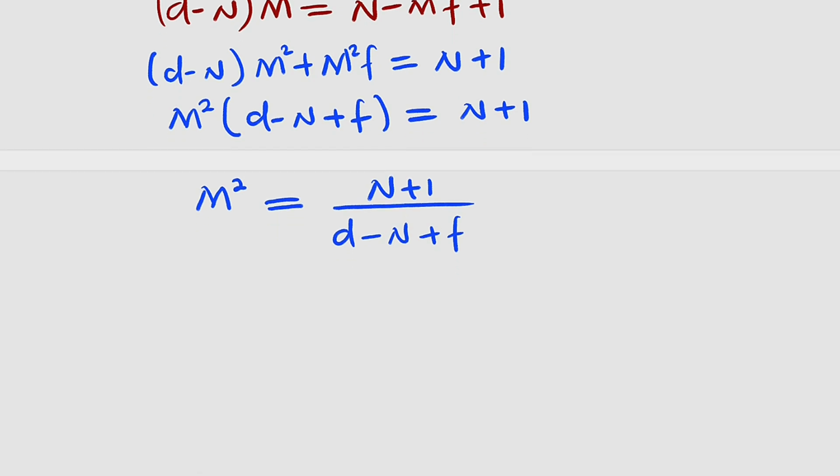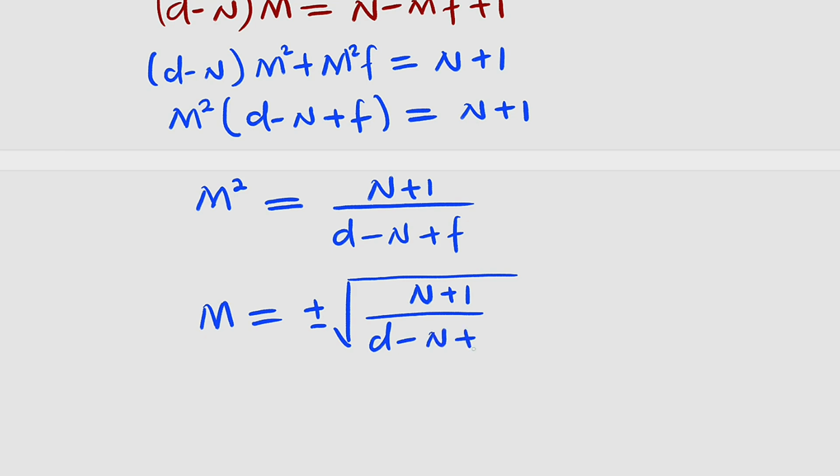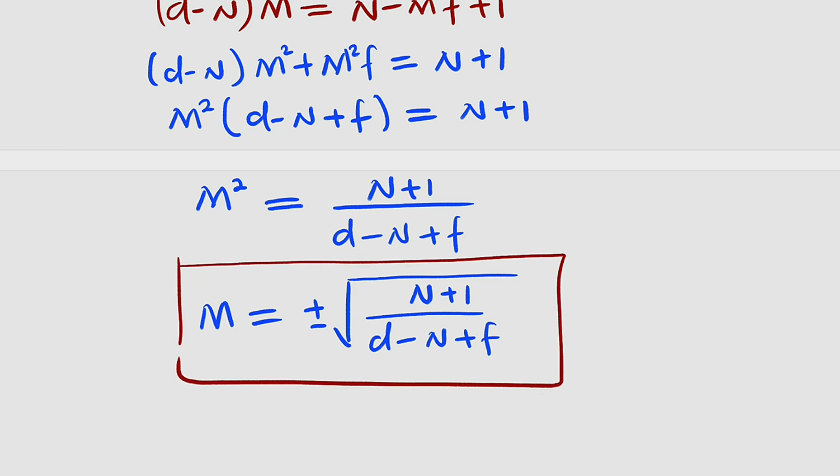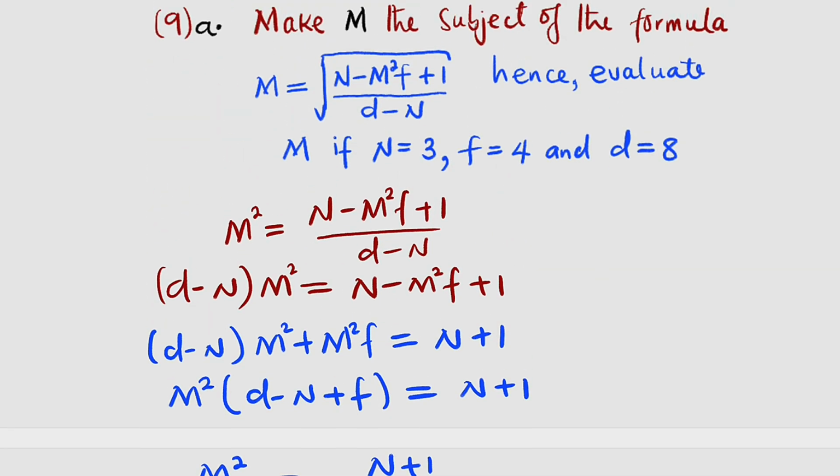Now we're going to take the square root of both sides because we are looking for only m. Therefore, m is equal to plus or minus the square root of n plus 1 divided by d minus n plus f. And hence, m is now the subject of this equation. But remember, we are asked to find the value of m as what? n equal to 3, f equal to 4, and d equal to 8.